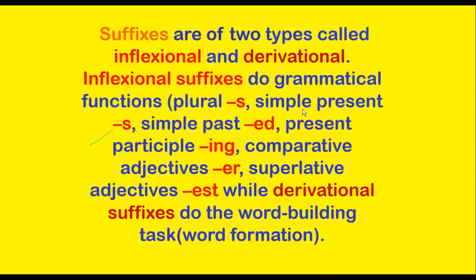That is, plural s, simple present s, simple past ed, present participle ing, comparative superlative adjectives er, est. මේවා inflectional suffixes වෙනවා, because they function grammatically. ඒවා grammatical වැඩක් කරන හින්දා. While derivational suffixes do the word building task or word formation process. Derivational suffixes මොකද කරන්නේ? They do the word building task.